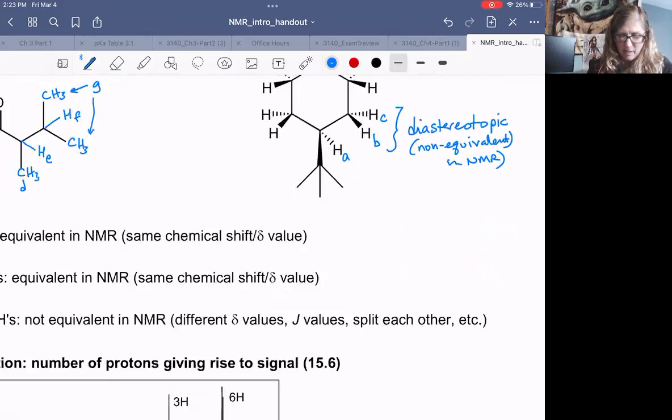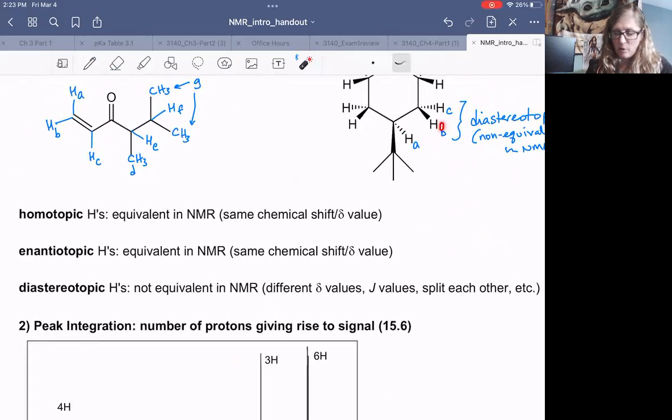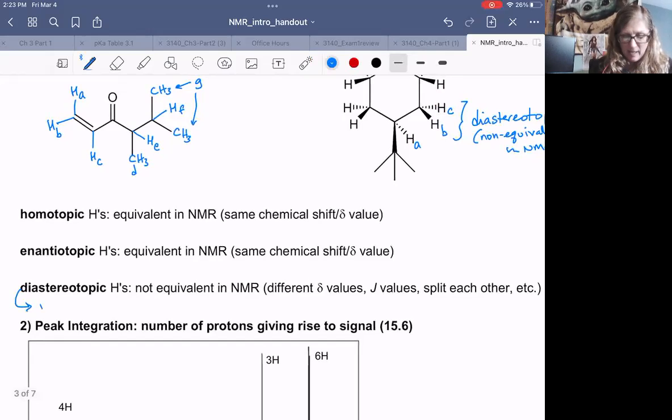It's because when we do this replacement test, if you imagine putting a chlorine here or a chlorine here, what's the relationship of those two compounds? They have the same connectivity, but they only differ by their spatial arrangement. And the two compounds we would make are diastereomers. So those protons are described as diastereotopic.